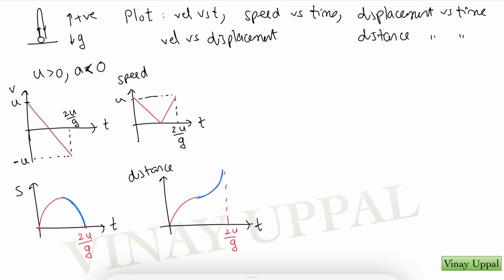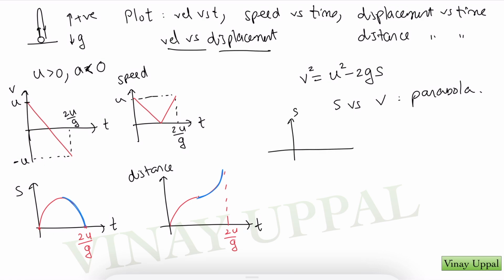And finally, let's also plot velocity versus displacement. Say if I have the equation for velocity, I can write v squared is equal to u squared minus 2gs. Now if I look at this equation, s versus v is a parabola. So I want to plot velocity versus displacement, but let me just first plot displacement versus velocity, because that will be just a little easier to plot. So I have displacement as minus v squared by 2g plus u squared by 2g. So you should be able to see that the graph of displacement versus velocity would be of this manner.